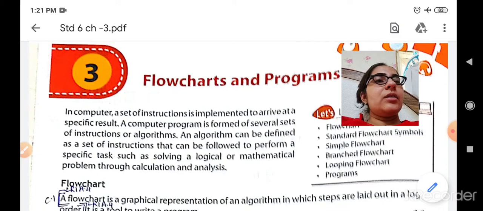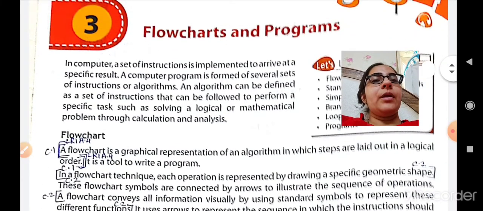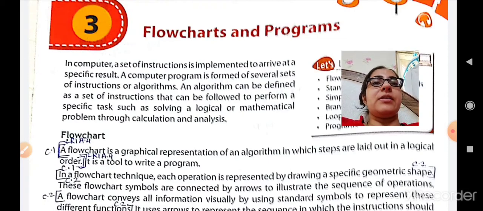Okay, so is the algorithm clear to you? Fine. Now we will move forward to the flowchart. A flowchart is a graphical representation of the algorithm. So now we have discussed the algorithm. We all know what an algorithm is. So what is a flowchart? The flowchart is a graphical representation.